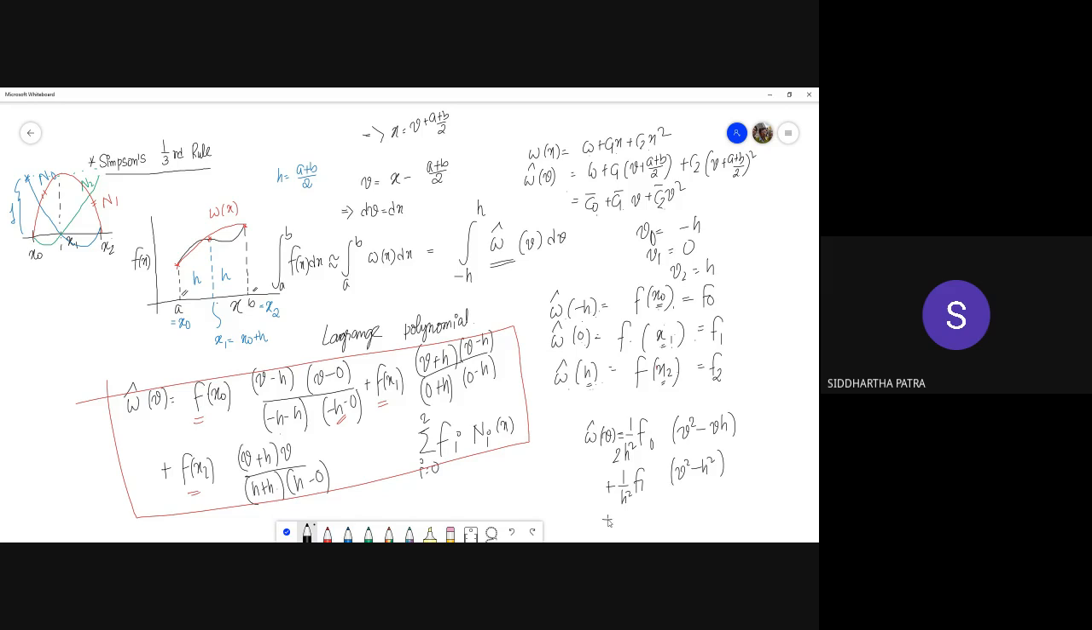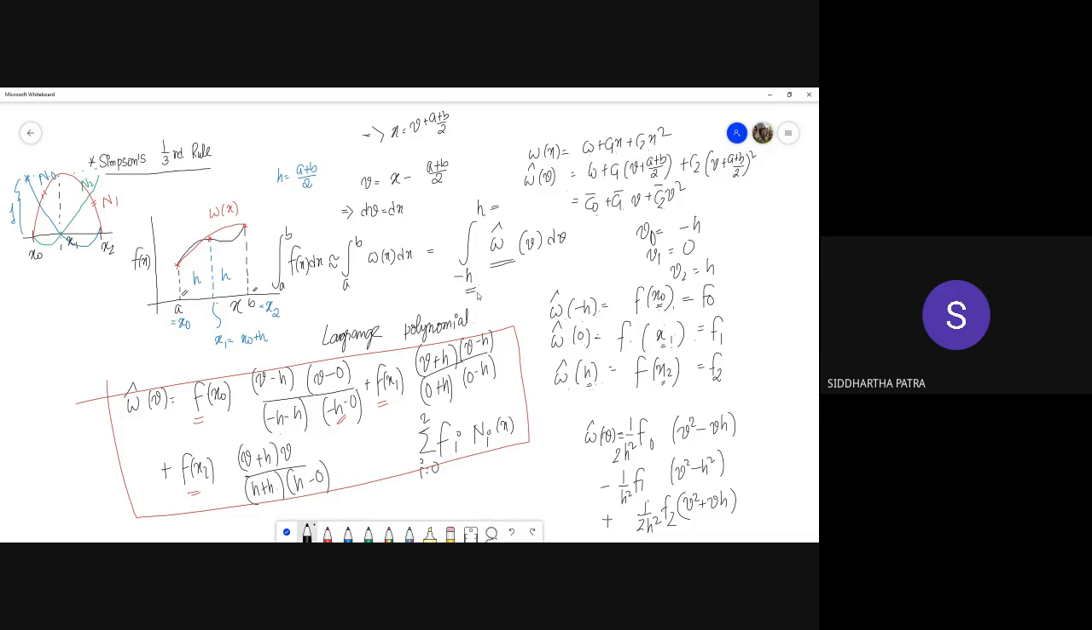And the third term, by the 2h way, this one is negative. This one is negative, right? The second term, because it is minus h squared. And the third term is again 1 by twice h squared, v squared plus vh times f2. Now you'll have to integrate this between minus h to h.